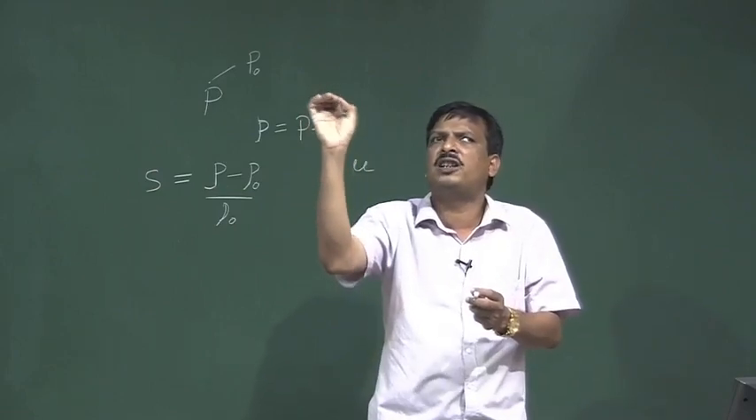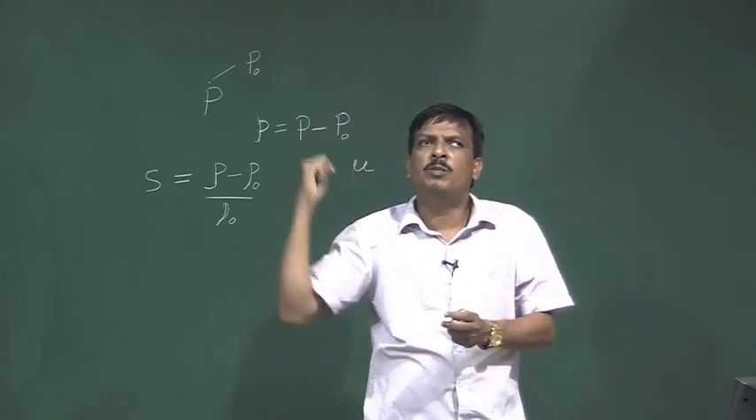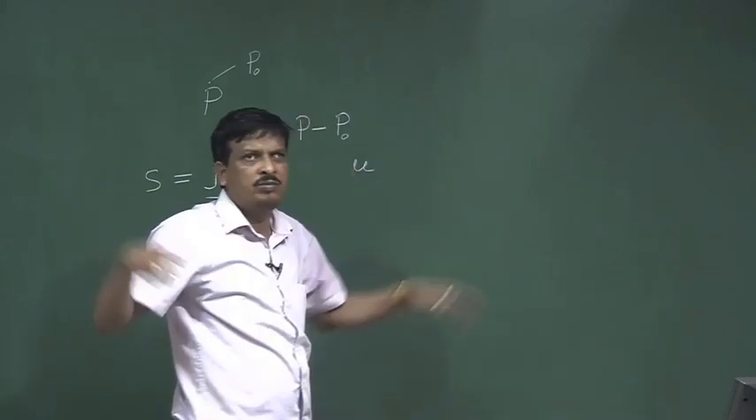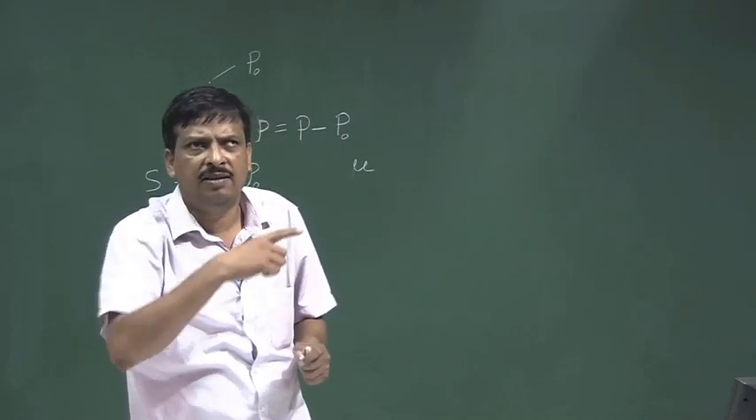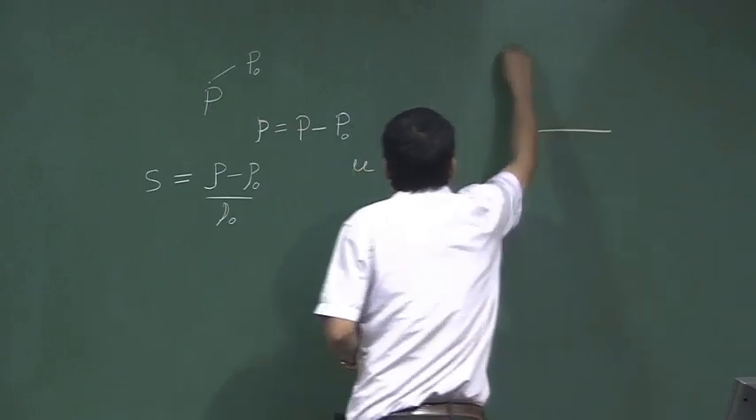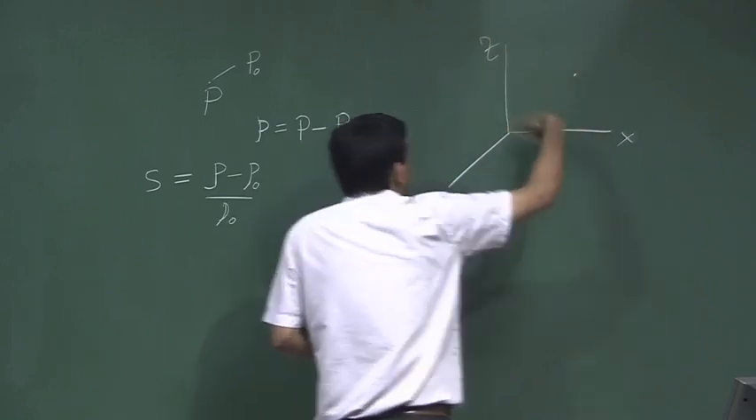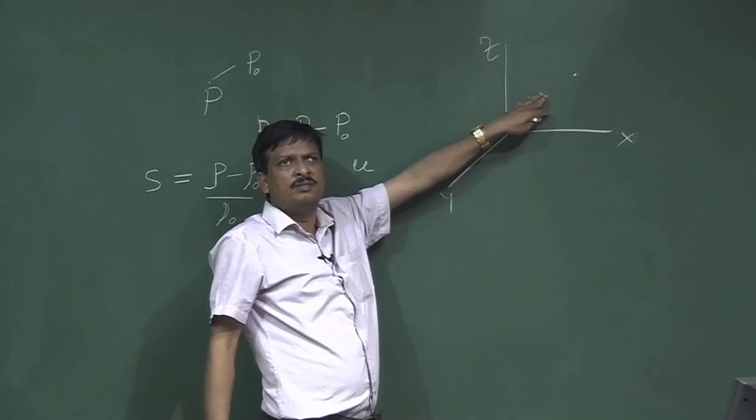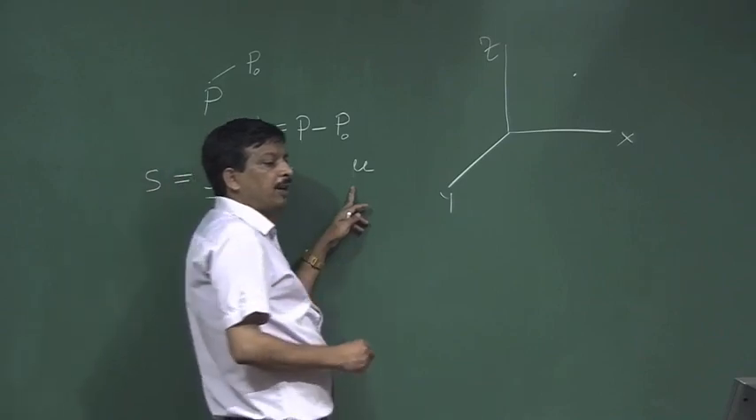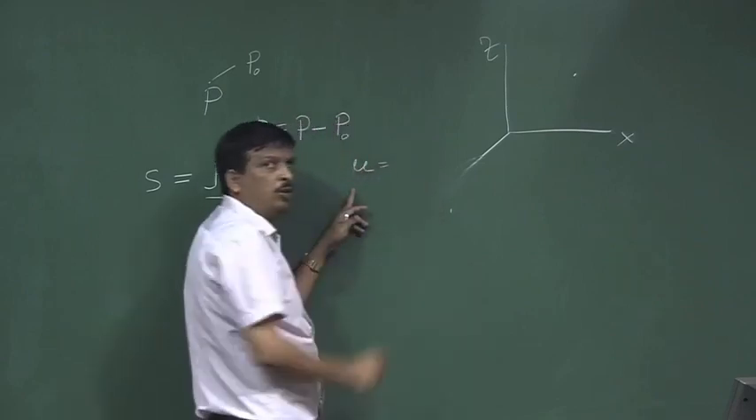Suppose I create acoustic pressure at this point source. What will happen? The particle can move upward, downward, forward, backward, in all three directions. So, if I say I have three directions in this room, that means x, y and z. Let this be x, this be y and this be z direction. Any particle can move in this coordinate system in any direction. So, u has components. The particle velocity u is nothing but the displacement of that particle with respect to time.